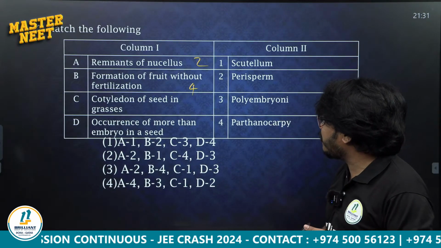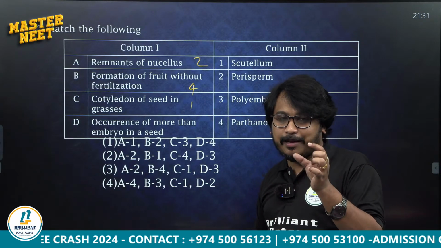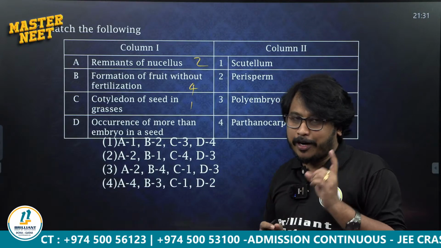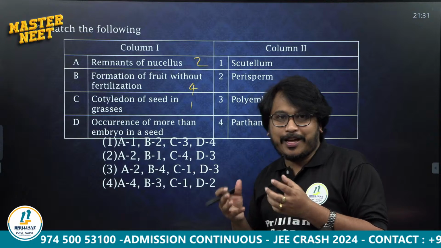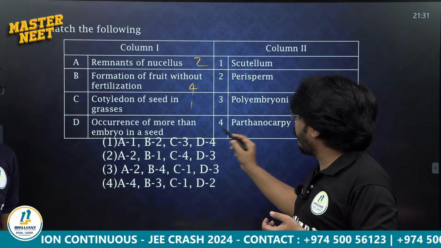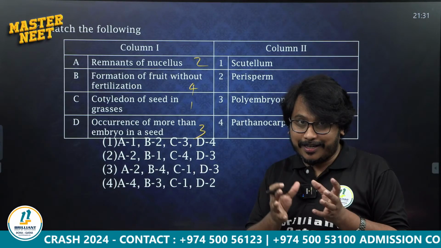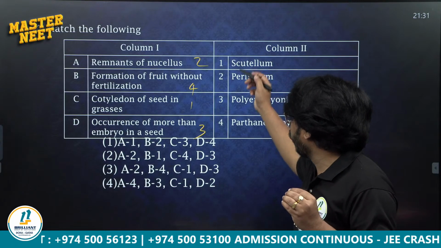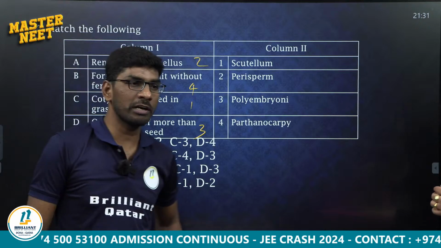Then the cotyledon of the seed in grass is the scutellum. You can see a single cotyledon that is coming, that is the scutellum. Then occurrence of more than one embryo: more than one embryo can be produced inside the seeds of mango, and you can see citrus also. Mango and citrus. That is called polyembryony. So these are all expected areas. You should learn the examples also. Don't skip the examples, it's very important to learn them. The answer is 2, 4, 1, 3. Shall we go to the next question?